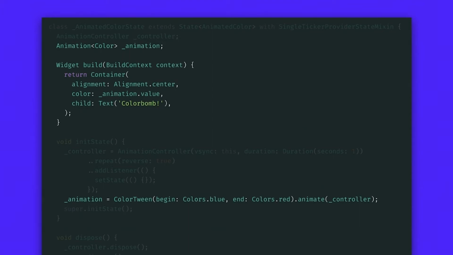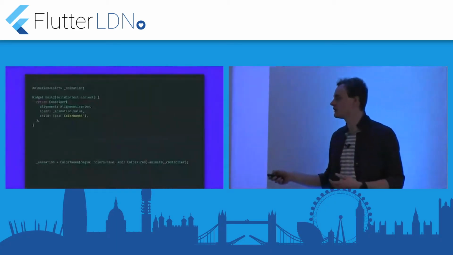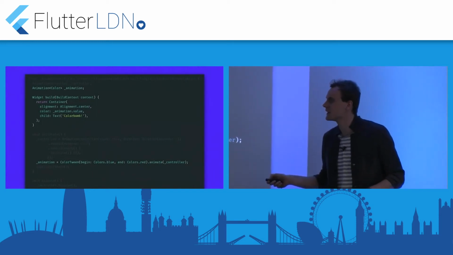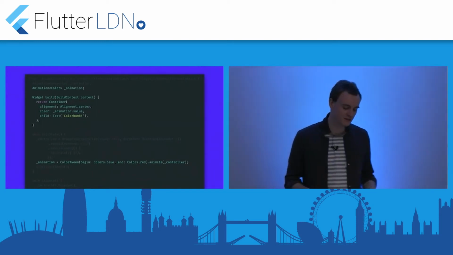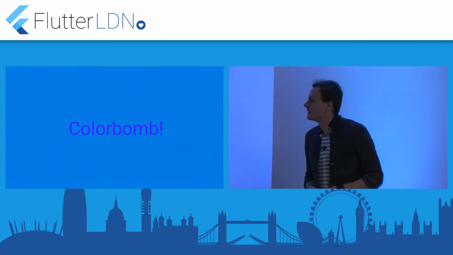And up here, we also have the build function, and we'll just return a container which has the background color as basically just the animation value, so the current color from our animation. And down here, we still have the set state to make it just as simple as the first example. And the result will look like this in Flutter.